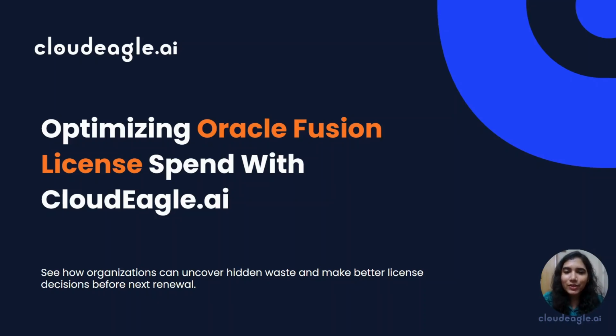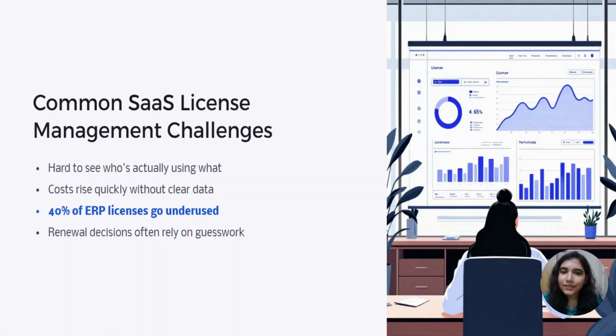Today we are talking about something a lot of teams struggle with: Oracle Fusion License Management. If you're in IT, procurement, or finance teams, you already know how easy it is for costs to grow and how hard it can be to understand who's actually using what. On average, companies find that 40% of their ERP licenses aren't being fully used, and many end up spending more at renewals simply because they don't have clear data. It's a common problem, and that's exactly what we are here to help fix.